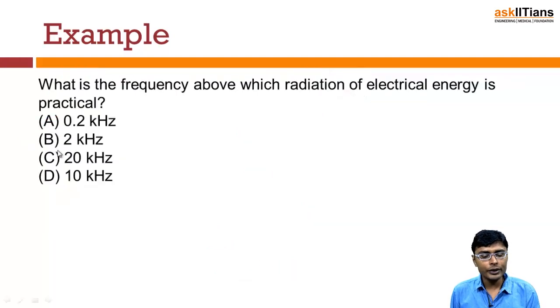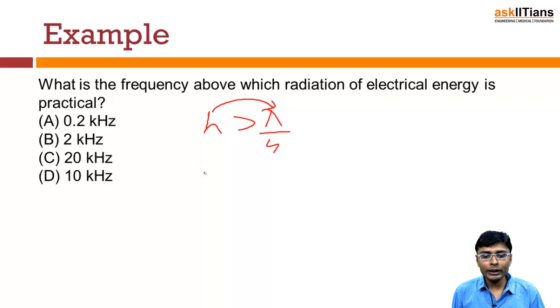Let's see another example. What is the frequency above which the radiation of electrical signal is practical? First of all, the height of the antenna should be greater than lambda by 4. So the height is directly proportional to wavelength, and we want the wavelength to be less. We know that the wavelength is equal to c by f, that is, wavelength is inversely proportional to frequency.